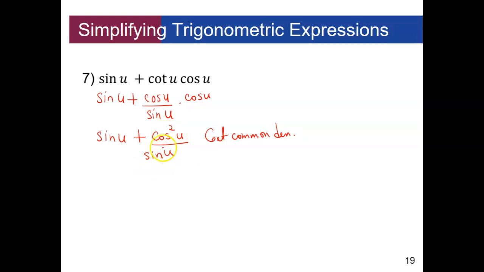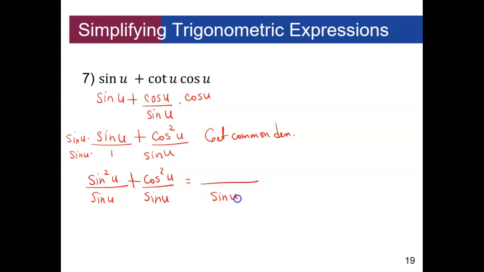Okay, so this fraction is over sine, so we need to have this one also be over sine. So that's going to mean that I need to multiply the numerator and the denominator by sine of u in order to get sine in the denominator, because whatever I do to the numerator, I have to do to the denominator here. So I'm going to have sine squared of u over sine of u plus cosine squared of u over sine of u. Once my denominators are alike, I can then combine this all together into one fraction.